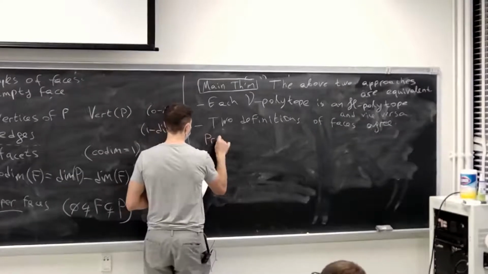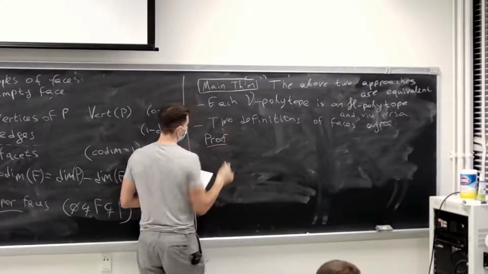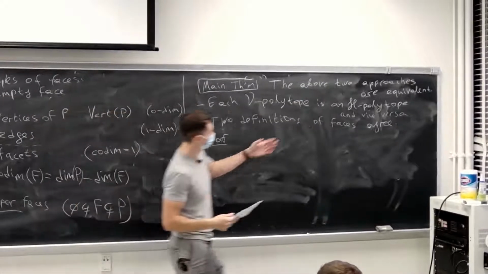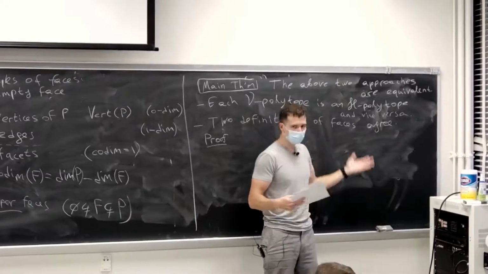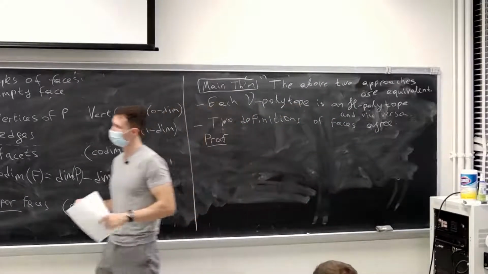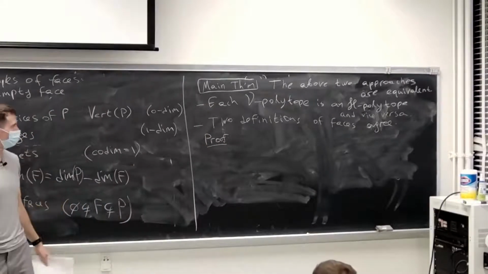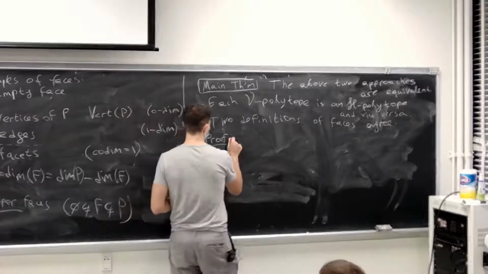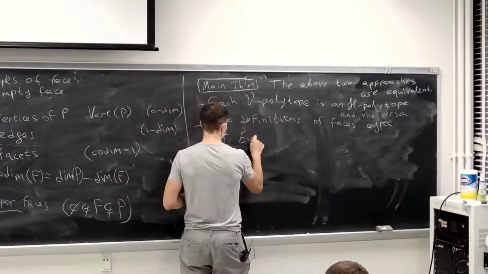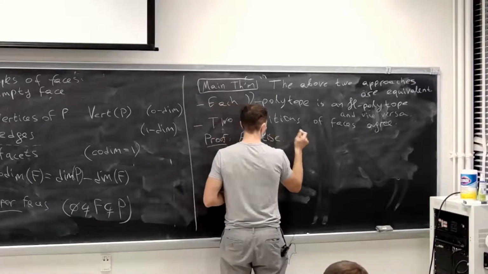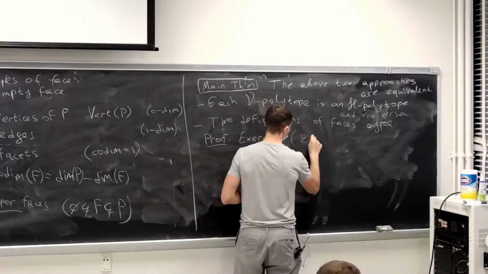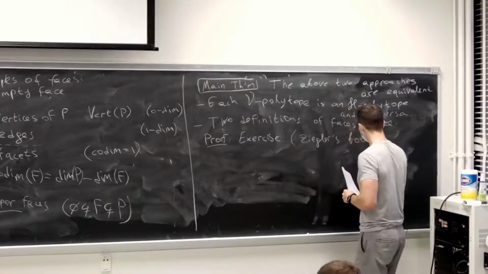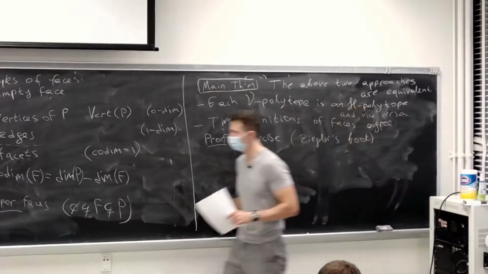The proof takes quite a while, even though it sounds very intuitive. Algorithmically, if you give me a bunch of hyperplanes, how do I find all these vertices? If you give me vertices, how do I find all these hyperplanes? That requires some work. So the proof is a hard exercise, which you can read in Ziegler. It requires some tools like the Fourier-Motzkin elimination, things like that.